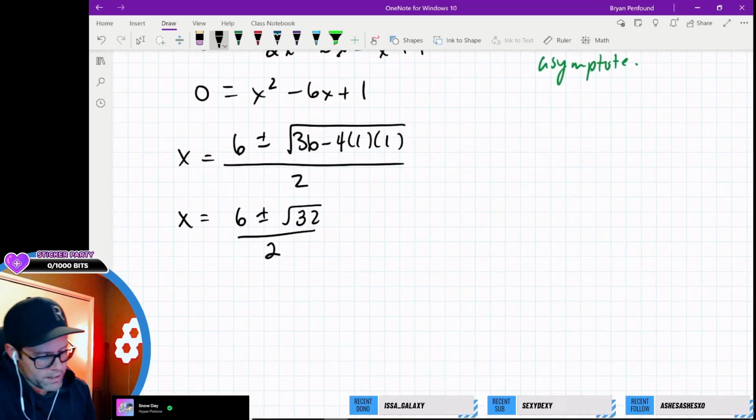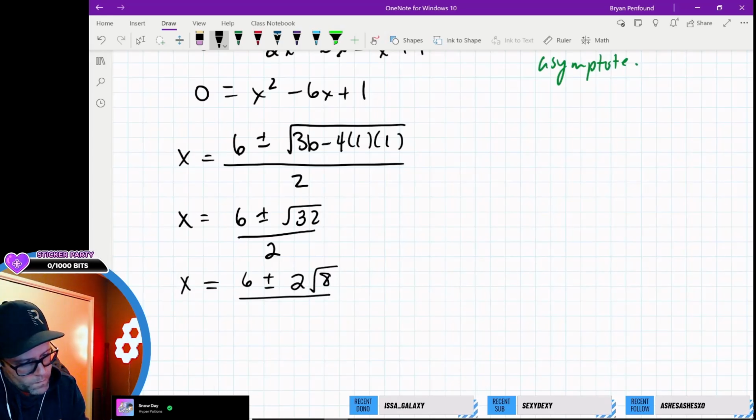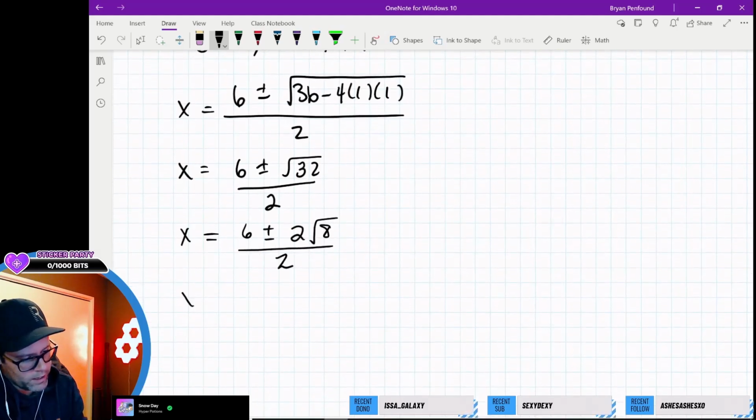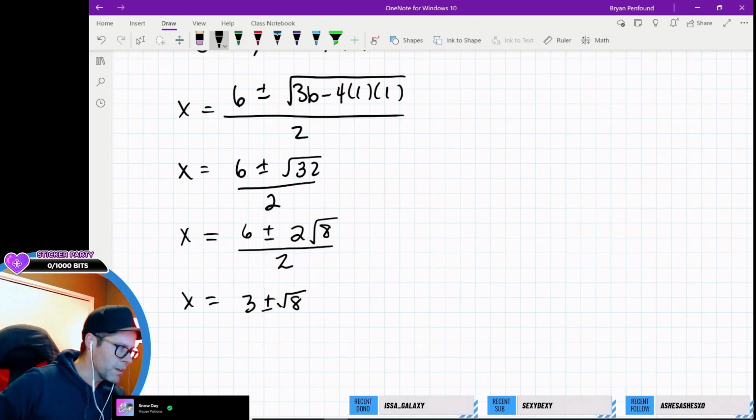I guess at least I could pull a 4 out. So we could maybe go 6 plus or minus 2, I'll keep the 8 there, and do something like this. So we guess we could get 3 plus or minus root 8. Which I guess isn't that bad, but it still sucks.